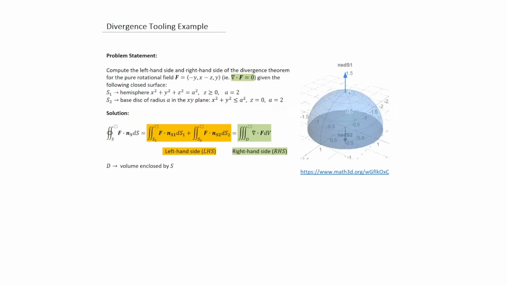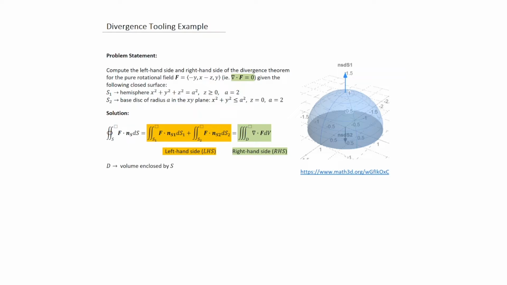Let's start looking at some examples applying the divergence theorem. I call them tooling examples, just so you understand the calculation procedure. There's a little demo on the side that you can look at and play with to understand how it can be utilized. The problem statement is to compute the left-hand side and right-hand side of the divergence theorem for the pure rotational field, which is given as shown. For a rotational field, we know that the divergence must be equal to 0.